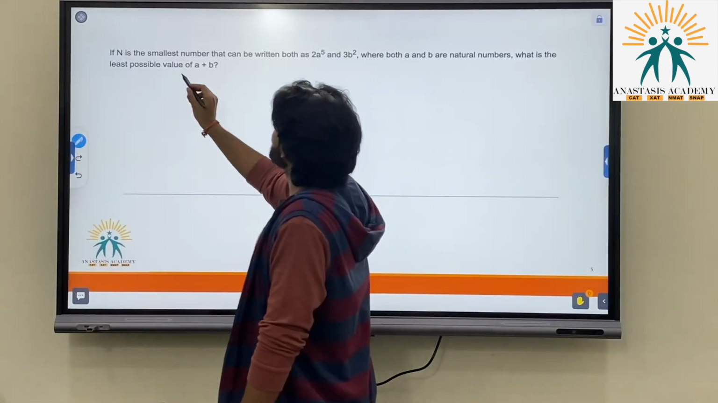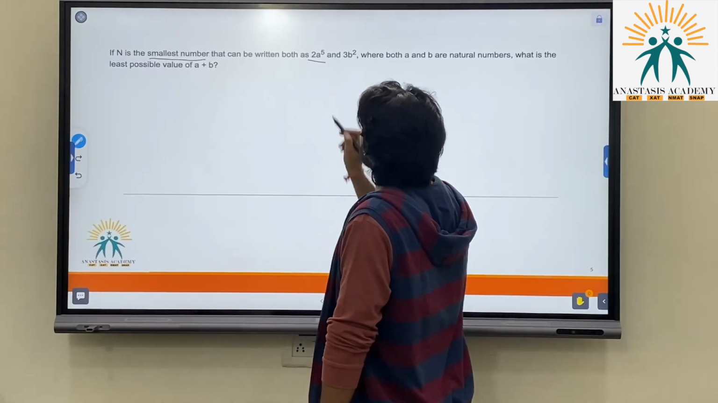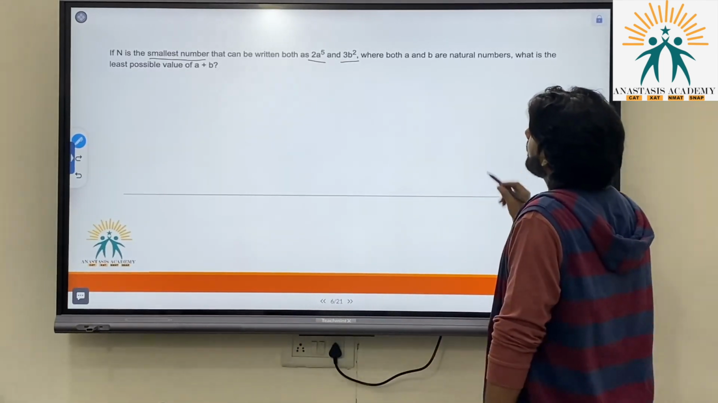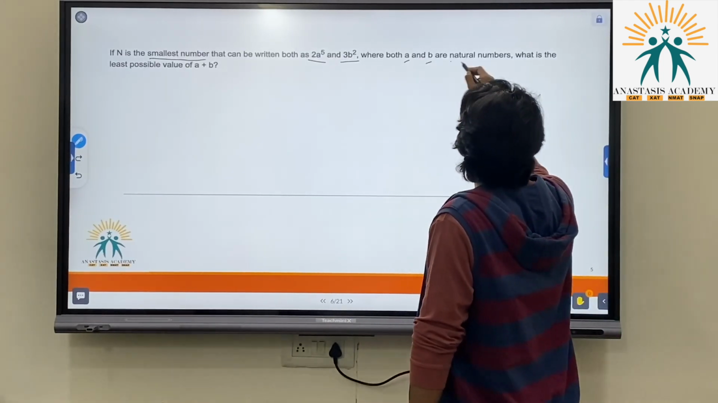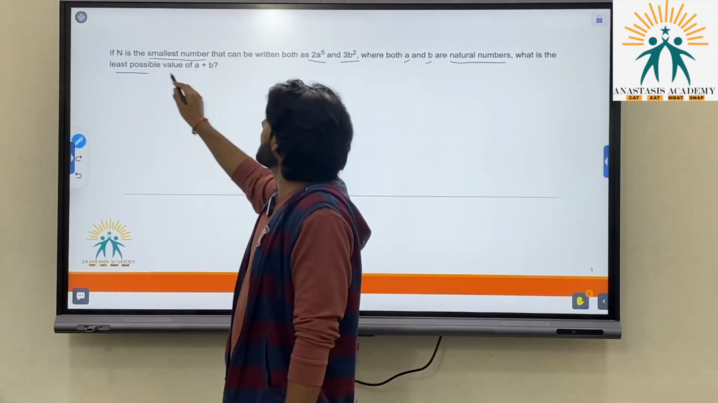If n is the smallest number that can be written both as 2a^5 and 3b^2, where both a and b are natural numbers, what is the least possible value of a plus b?